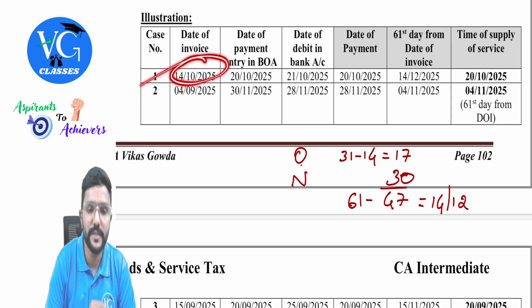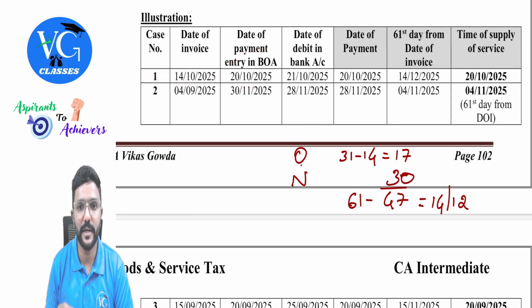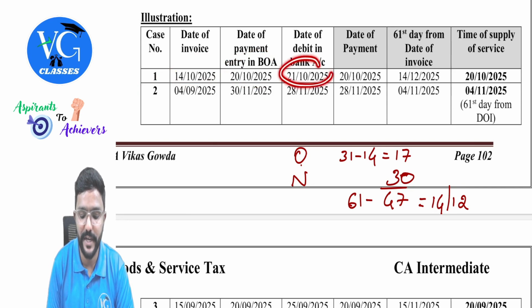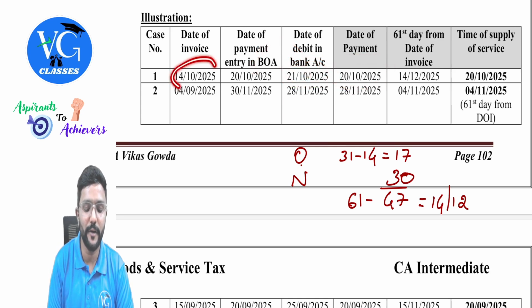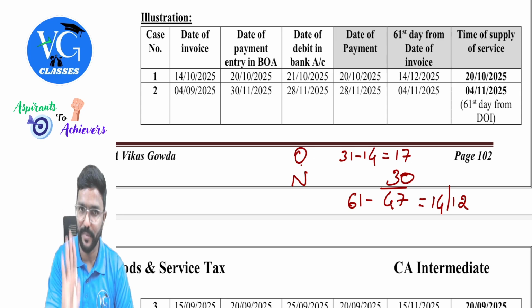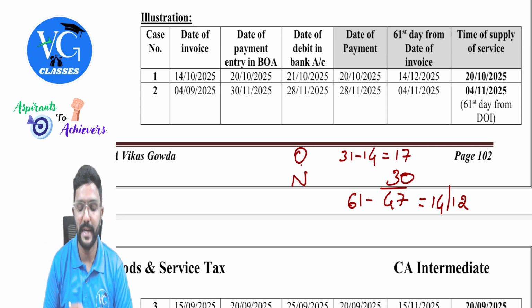So the date of invoice is 14th October. The date of payment entry in the books of accounts is 20th October, or the date of debit is 21st October. So the date of payment will be whichever is earlier, 20th October. Yes, sir. Log that date. And the date of invoice, the invoice is issued by the supplier. So for the recipient, we need to count the 61st day. How do we calculate it, sir?